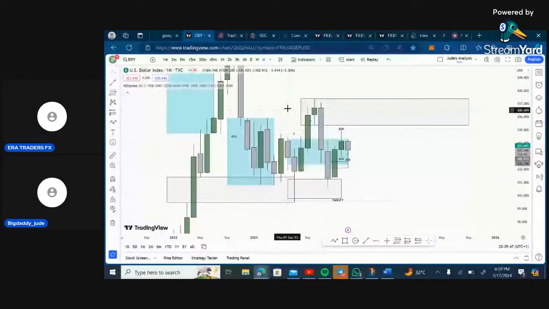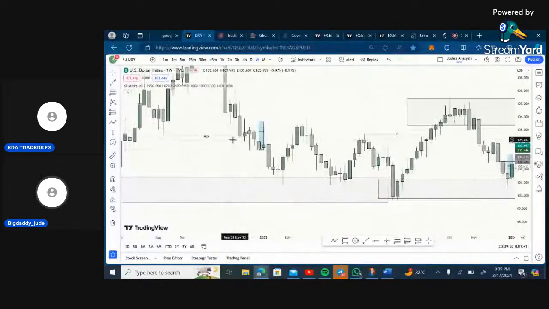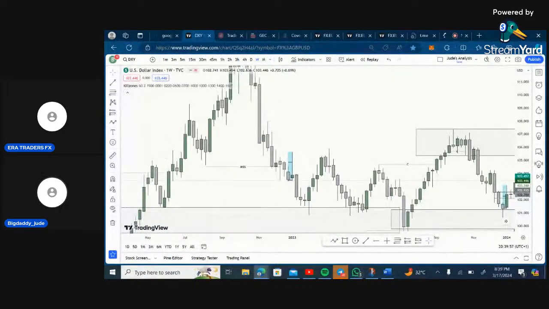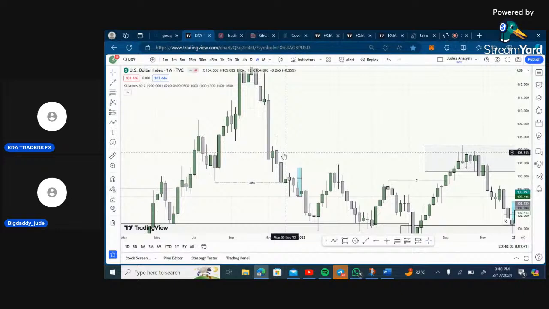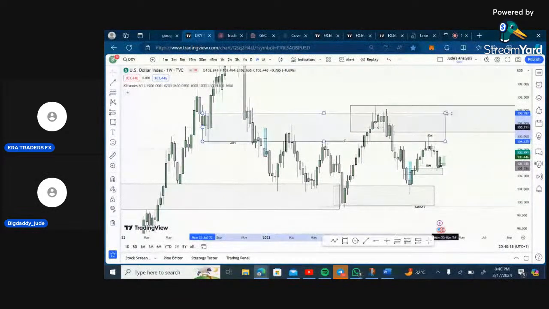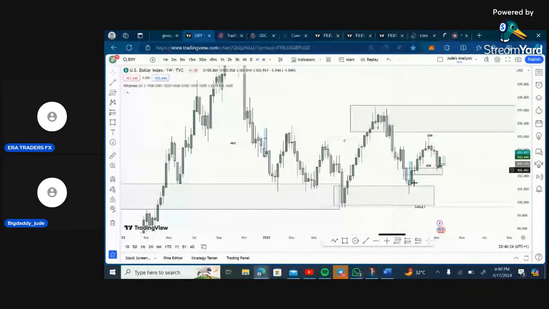Coming down to weekly, for internal structure, you had a market structure shift around this zone right here, and the market traded into this breaker block you have right here. You had a break of structure and a change of character. So you have a breaker block, which is also a failed order block. See, the market traded into it and it's reacting off nicely. So what are we expecting?